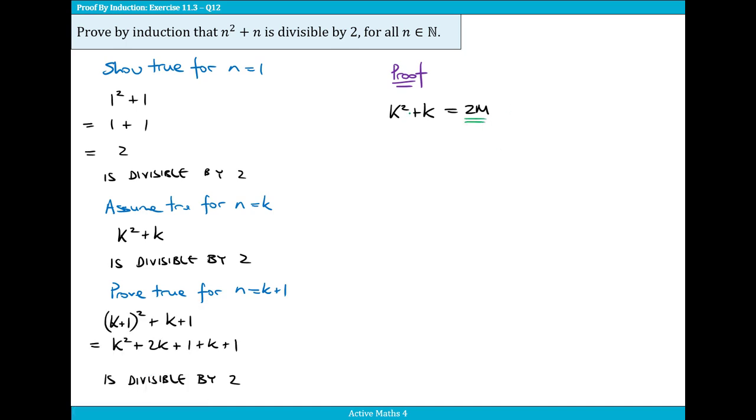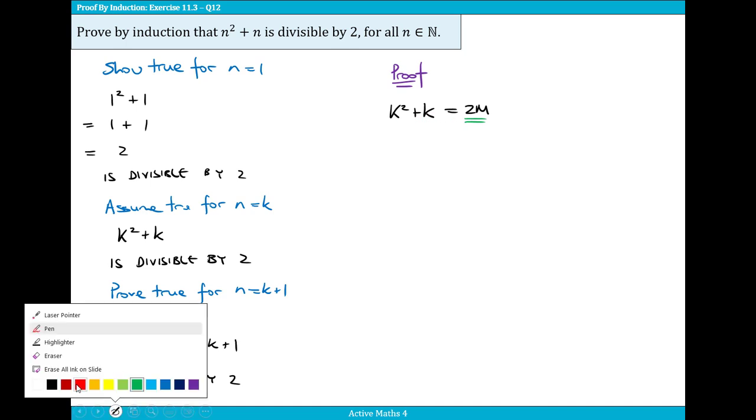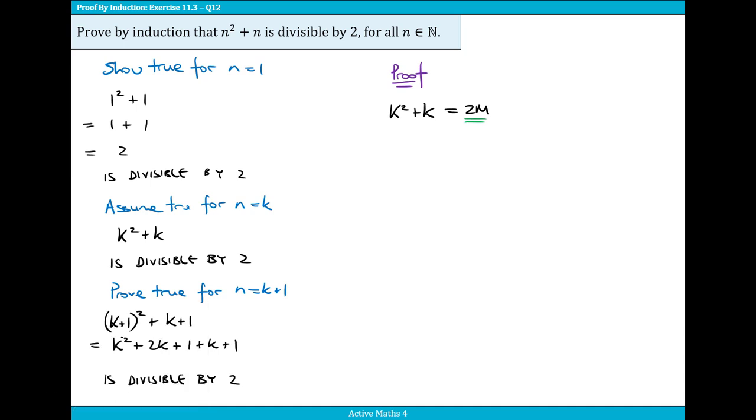Now, you could manipulate this at this point. I'm just going to leave this here for now, and go back to the line that I'm trying to prove. I'm trying to prove that k squared plus 2k plus 1 plus k plus 1 is divisible by 2. I'm fully conscious that I could have tidied this up a bit more. I can see here that k squared plus k is 2m. Here's a k squared and here's a k, so I'm going to replace them with 2m.